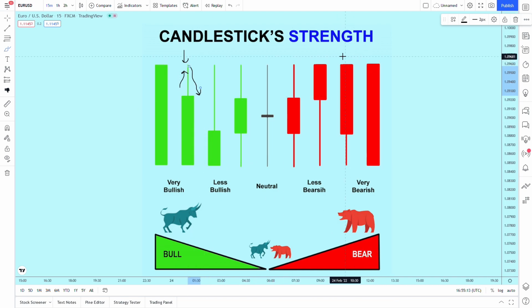Same analogy goes for the bearish candlesticks. For example, if this candle occurred at a certain support level, and we have this huge wick rejection, and the next candle is bullish and closed above the opening of this one, then it is a good sign to buy.